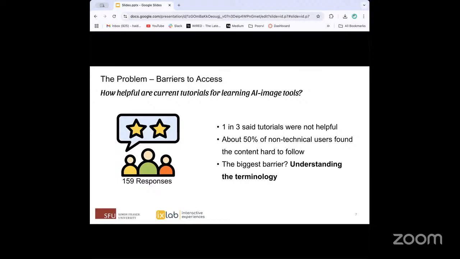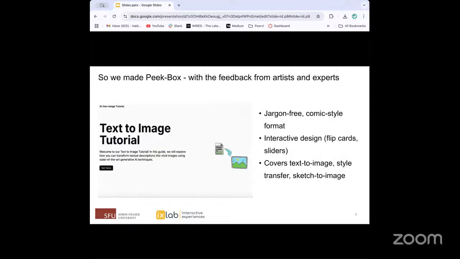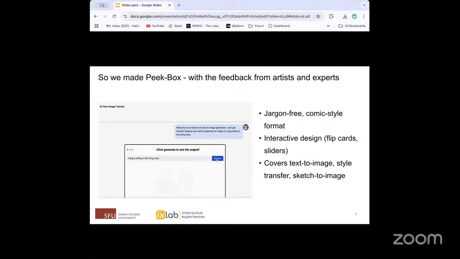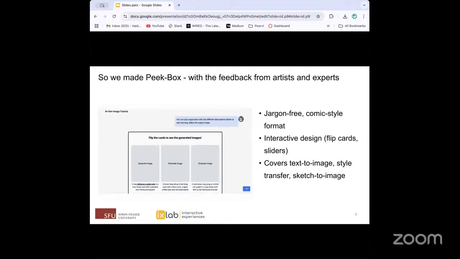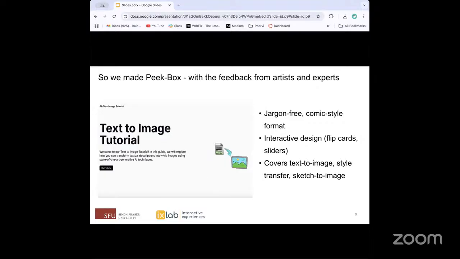So what is stopping people? It's not the motivation, it's the language, the terminology. One response actually said, copy and paste the settings, like all the settings in latent modifier integrated. What does that even mean? So we created a simplified tutorial called Pickbox. It's a comic-style interactive tutorial that explains AI concepts without jargon. We developed it through rounds of feedback, first from artists, and then from machine learning experts. The final version covered text to image, style transfer, and sketch to image. It's straightforward and it's engaging. And most importantly, it meets people where they are, not where the tools assume they should be.